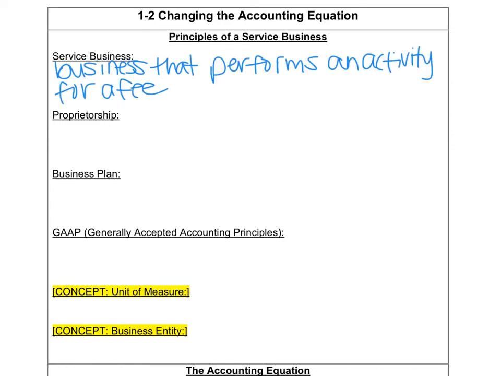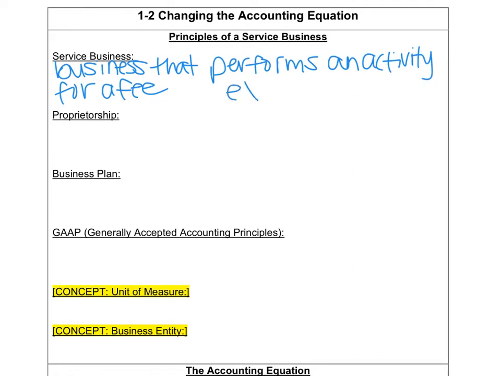So a service business is a business that performs an activity for a fee. An example of this is found on page 9 of your textbook, and it talks about the business Delgado Web Services. So this is the business that we're going to be talking about for our examples in the next several chapters. This business was created by its one owner, Michael Delgado, and what he does is he creates or designs websites and then sells them to different customers. So since he is performing an activity, which is creating a website and then selling it for a fee, that would be considered a service business.